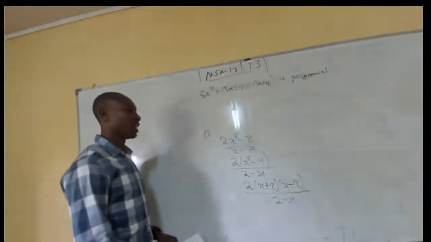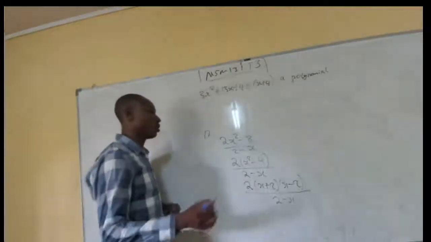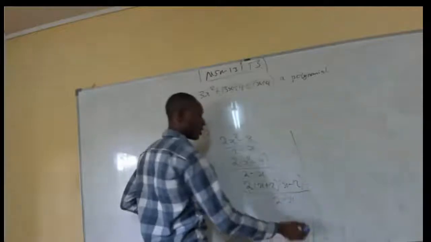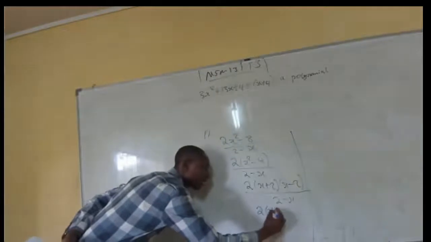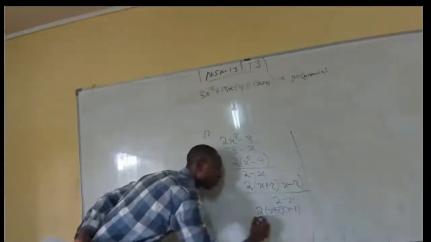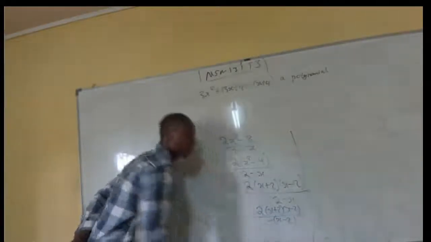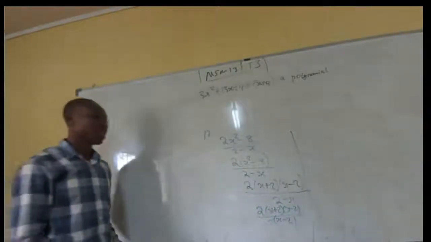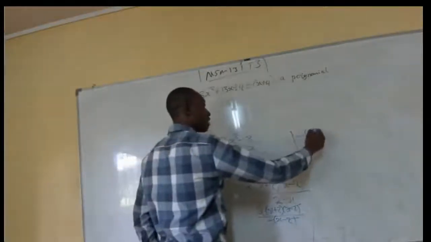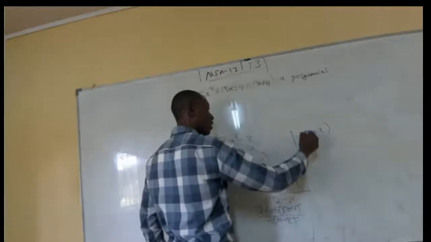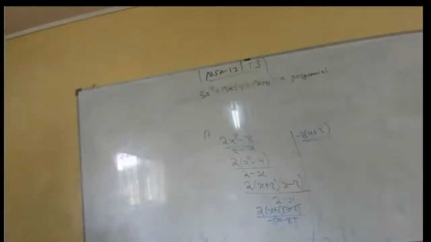So I can factor out a negative in the denominator, okay? Doing that, we're going to have 2 times x plus 2, x minus 2, over negative x minus 2. Okay, so I factored out the negative, so this and this can now cancel. What remains is negative 2 times x plus 2 as my final answer. Okay, so that's the final answer we should have.